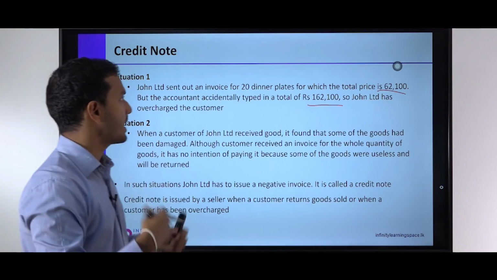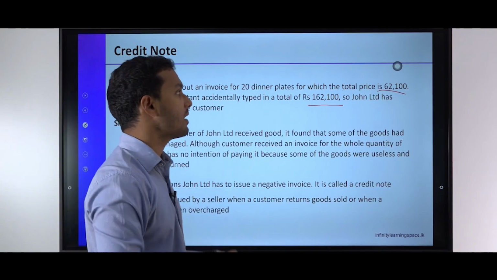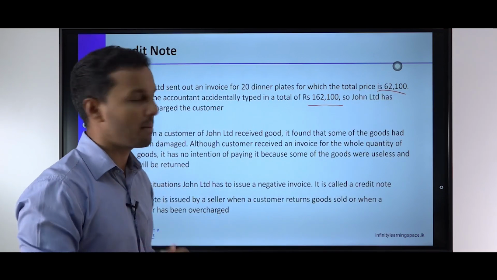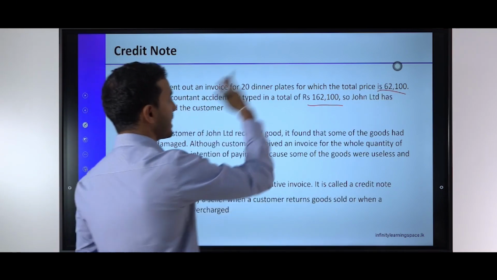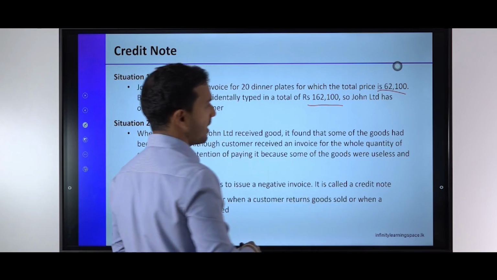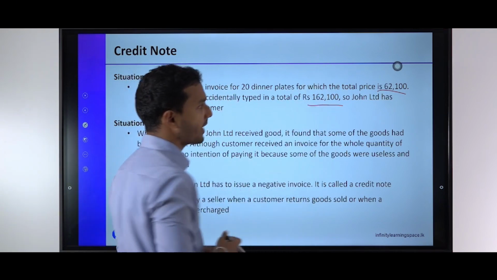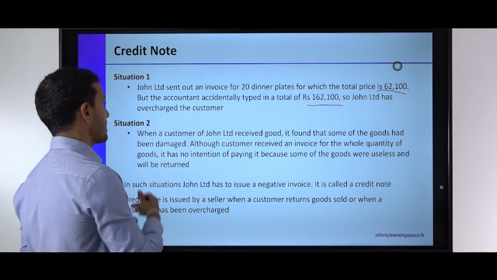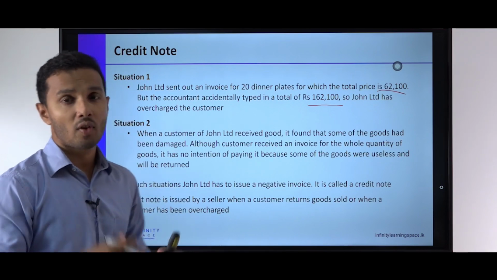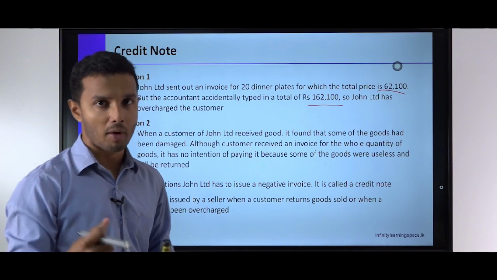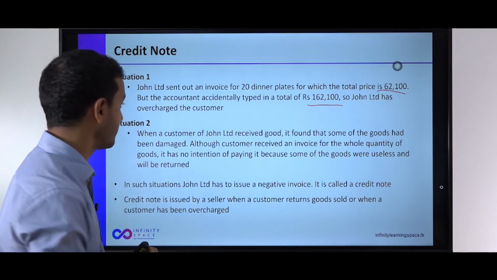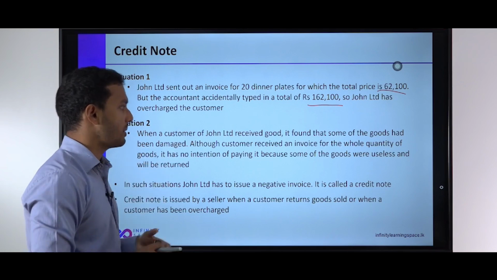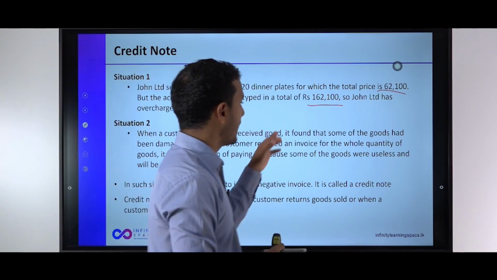So John Limited has sold 20 dinner plates to a customer. The correct price for that is 62,100. But the accountant has made a mistake and in the invoice has accidentally typed 162,100. So that's 100,000 more than the correct amount. That means John Limited has overcharged the customer. The invoice is for an amount greater than the correct amount. It's overcharging the customer.